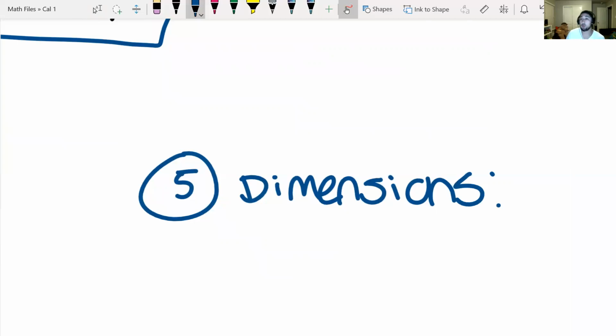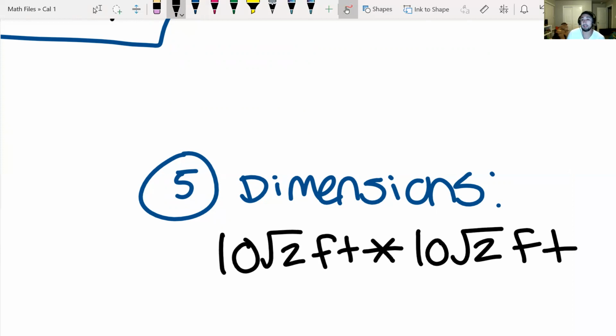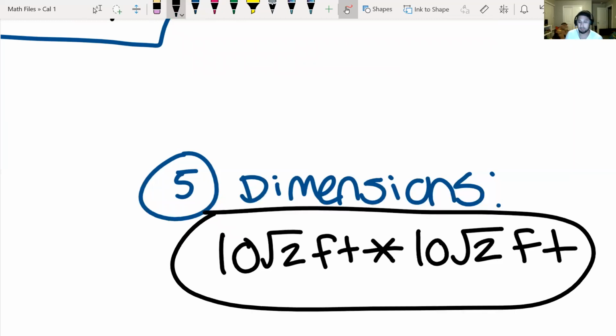Dimensions. In order to minimize the perimeter, the dimensions of this rectangle need to be 10 square root 2 feet by 10 square root 2 feet. That's it. Or if you put it in decimal notation, it would be 14.14 feet by 14.14 feet. So this is what it wants.